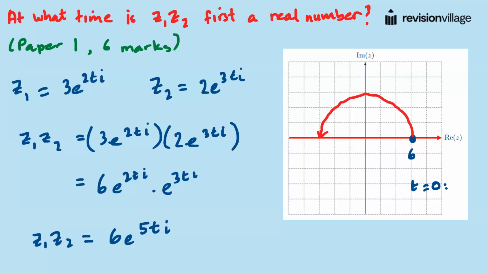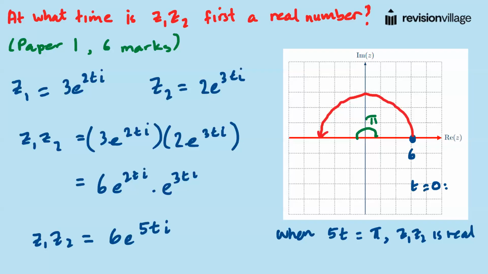And we have to think about the argument of it. Noting here in green, once we've got around that far, we've gone through an argument of pi. So we've gone exactly half a circle, a full circle is 2 pi. So to answer this question, we need the argument to be equal to pi. Our argument is 5 times t, always the number in the exponent being multiplied by i. So when t equals pi, z1 times z2 is a real number for the first time.